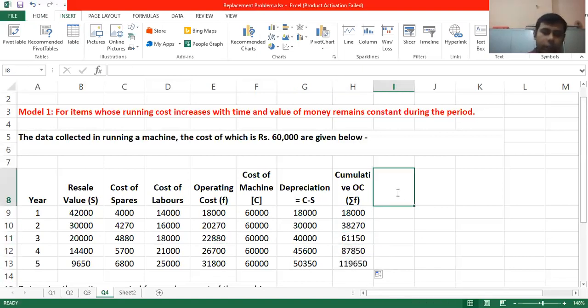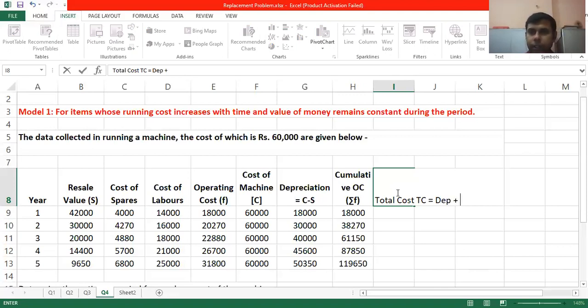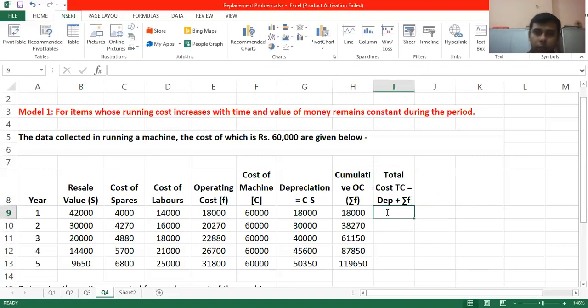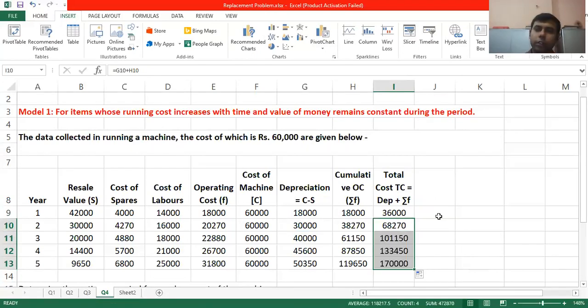Then we need to have total cost. TC equals to depreciation plus sigma F, right? So total cost is depreciation plus sigma F, depreciation plus sigma F. Let me drag it. So this is the total cost.